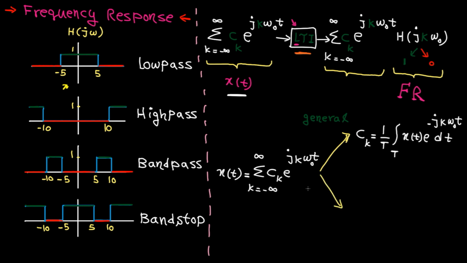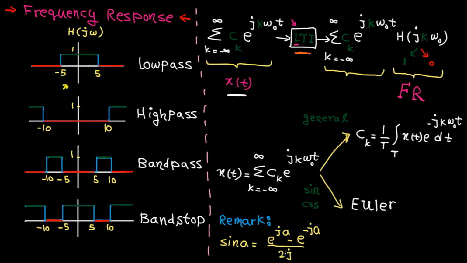However, if the signal is just a bunch of sinusoidal or cosine functions, there is a simpler way to find ck. In this case, Mr. Euler can help you represent sine and cosine in terms of complex exponentials. Just to refresh your memory, as we learned in the complex number lecture, sine A can be expressed in this form, and here's the cosine. We already practiced how to find ck using this integral in the previous tutorial. In the next example, we're gonna practice finding ck using Euler.